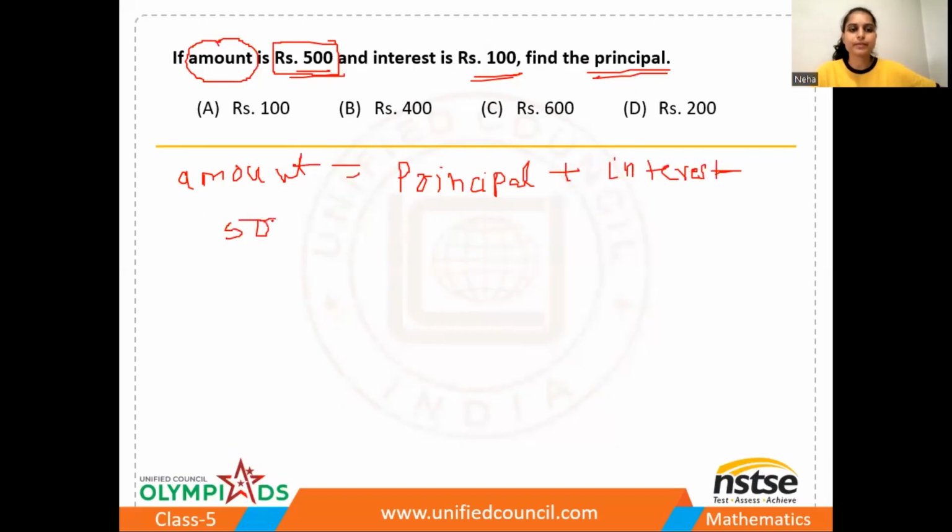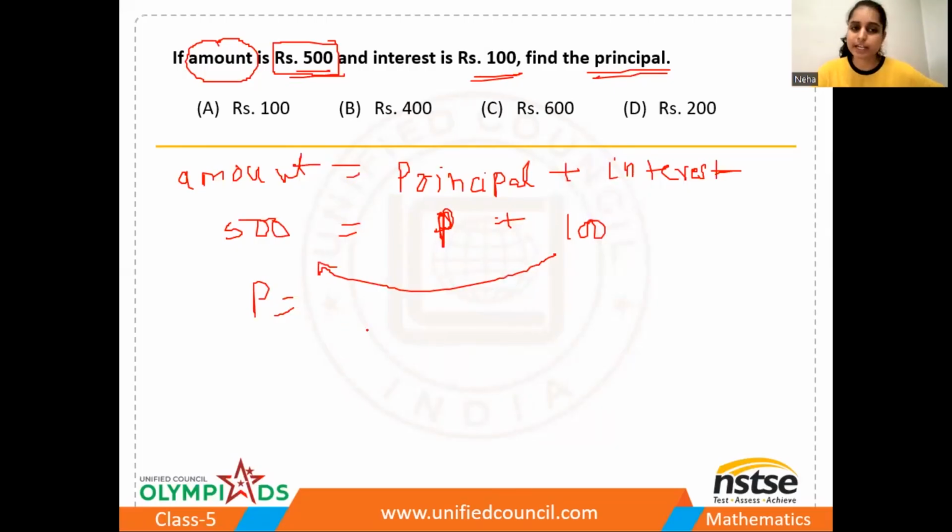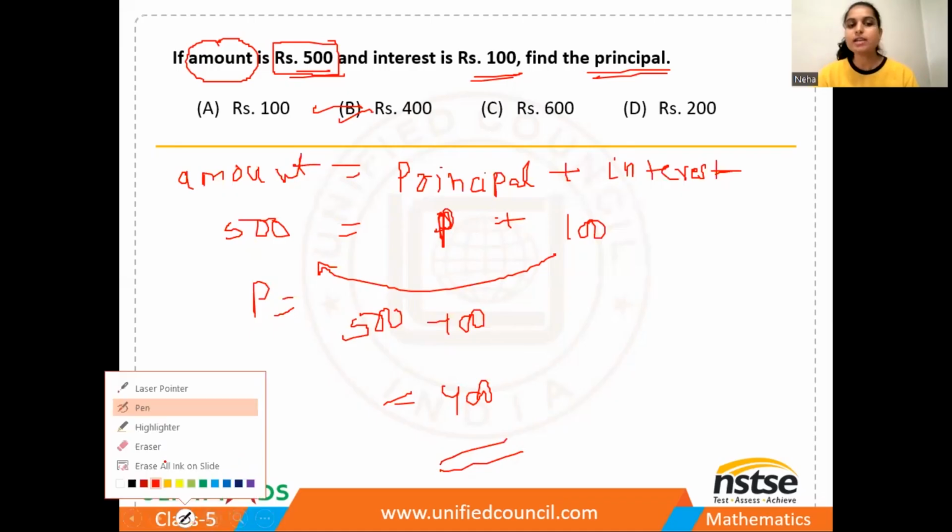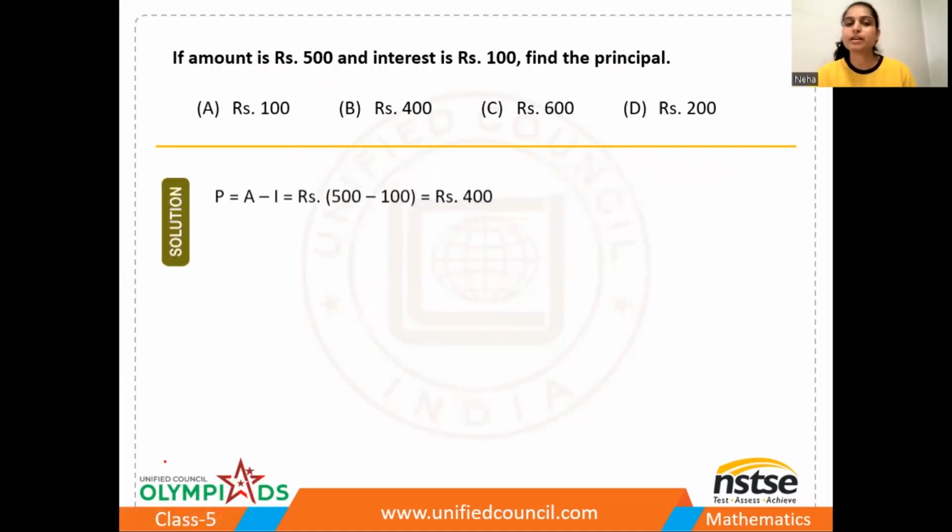So amount is 500. Principal, it is asking, so let's suppose it is P, the first letter, and the interest is 100. So P is nothing but just shift 100 to the LHS part, so it becomes negative. So this is 500 minus 100, that means yes, it is 400. Option B is your right answer. That's it. You can solve this question in a single line without picking a pen or paper. Alright, this is done. Let's move to the next one.